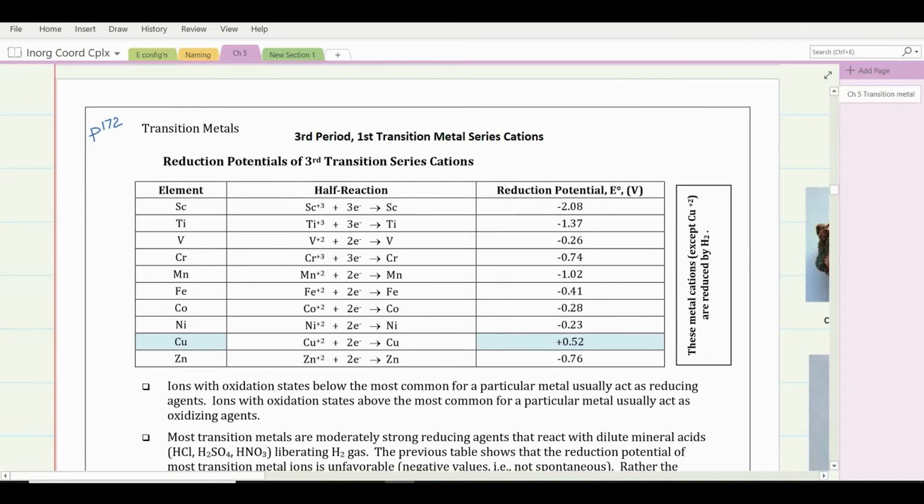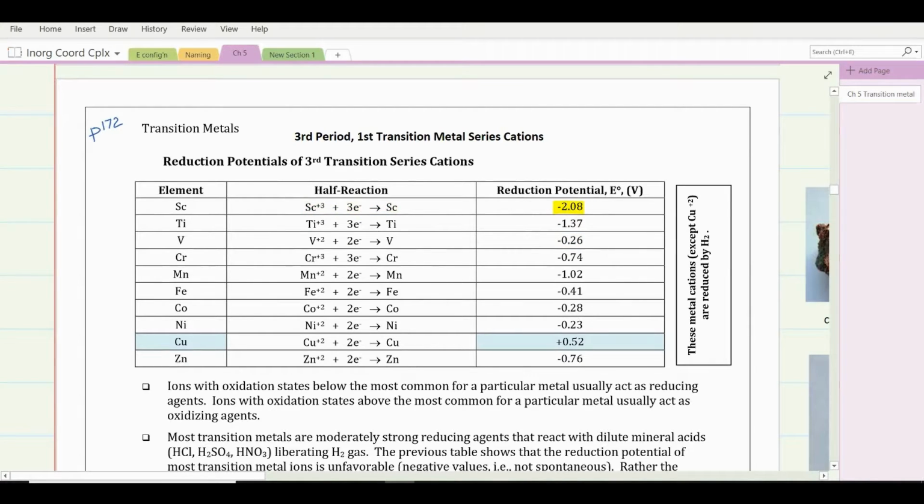Please take a look at page 172 with me. Here we have the third period, first transition series metals and their cations. Now, in the middle column we have the reduction reaction of one of their cations going to the metal. In each case, reduction is occurring from cation to metal. In the third column we have the electrical potential, the voltage involved in this reaction. So as for example in the case of scandium, the potential is -2.08 volts.